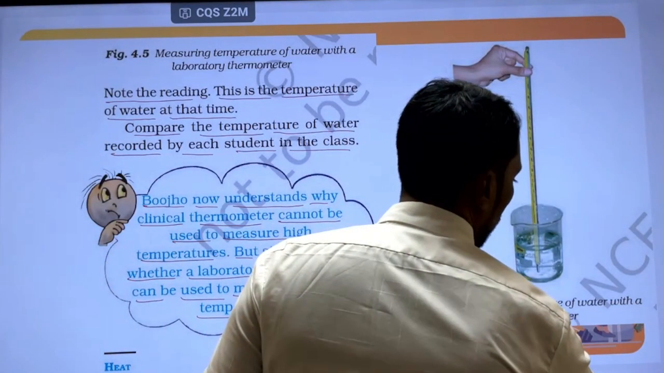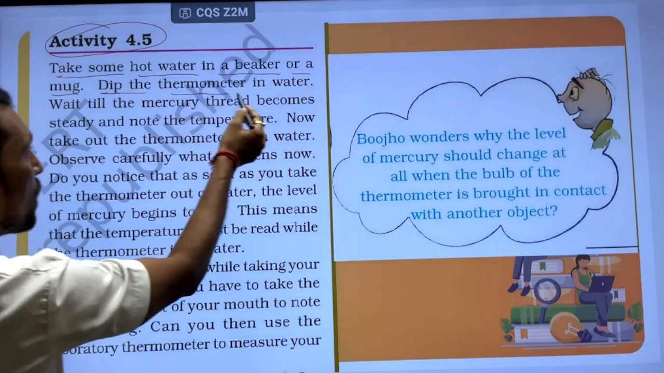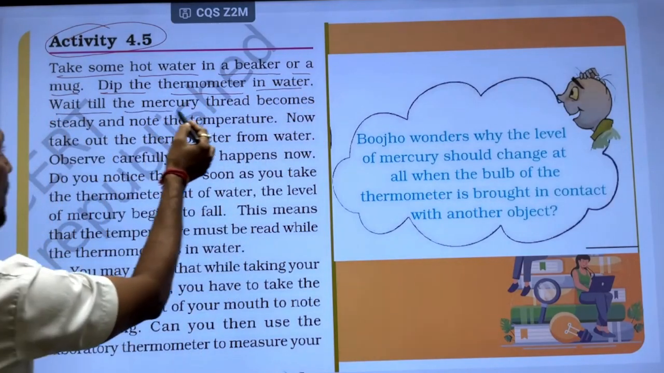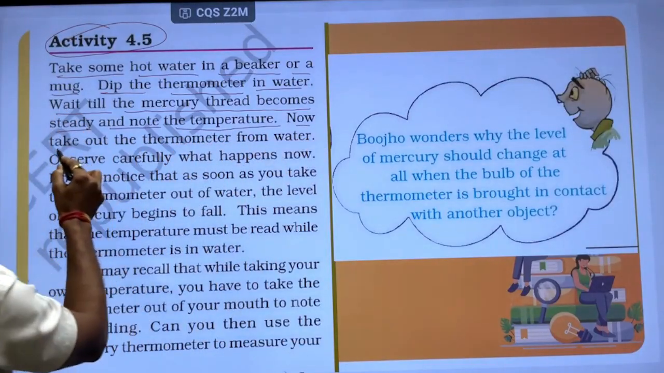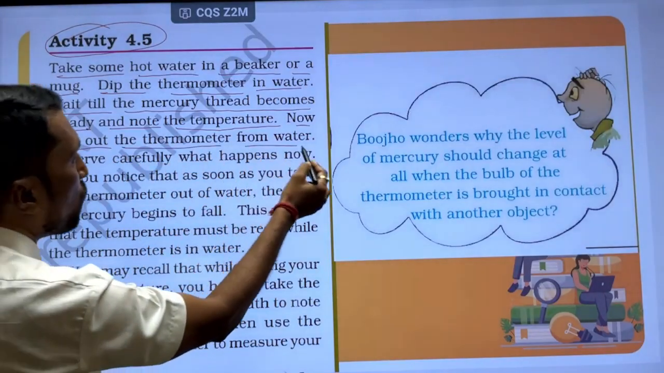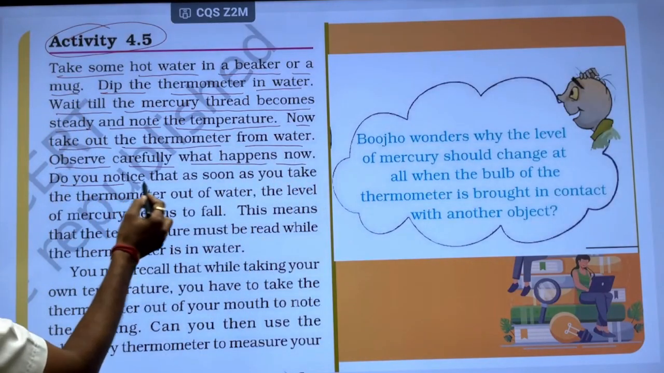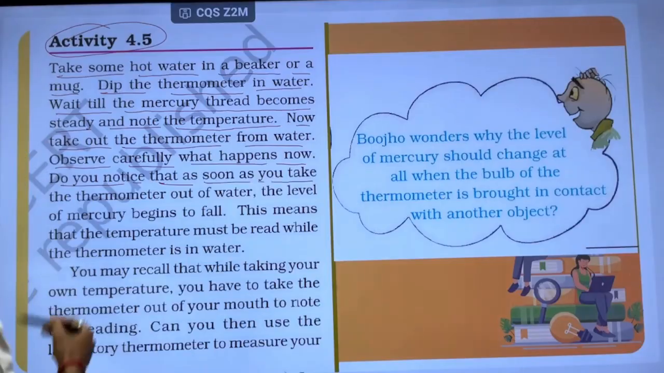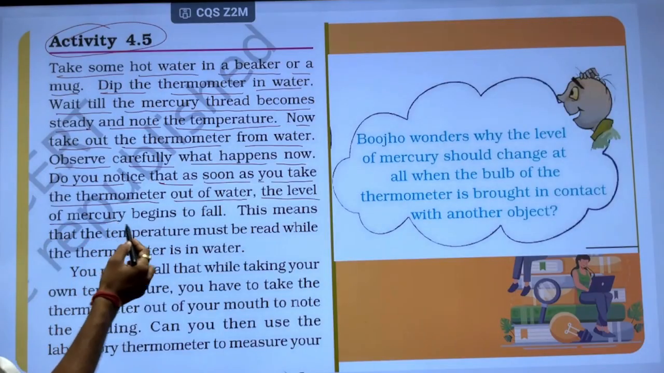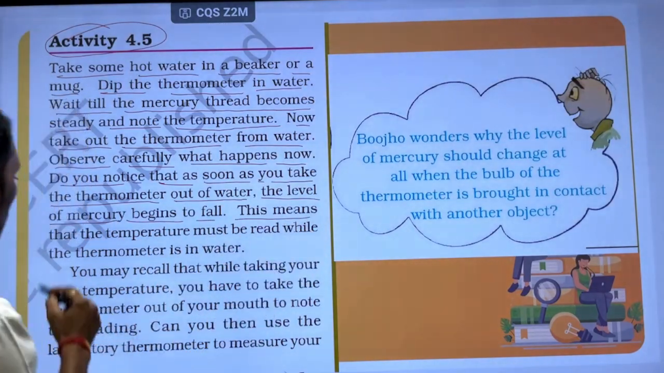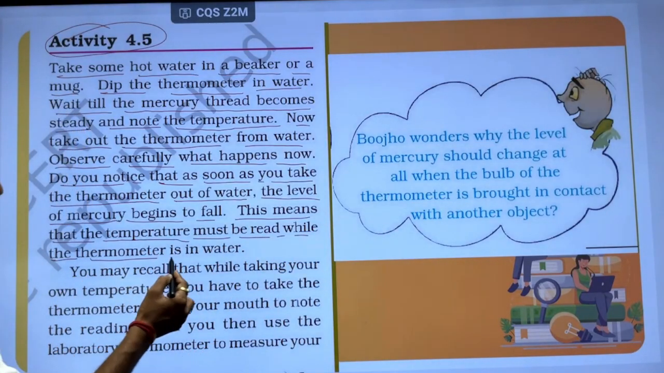Activity number 4.5. Take some hot water in a beaker or a mug. Dip the thermometer in the water. Wait till the mercury thread becomes steady and note the temperature. Now take out the thermometer from the water. Observe carefully what happens. Do you notice that as soon as you take the thermometer out of the water, the level of mercury begins to fall? This means that the temperature must be read while the thermometer is in water.